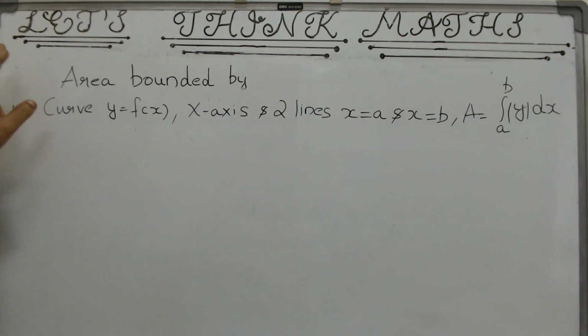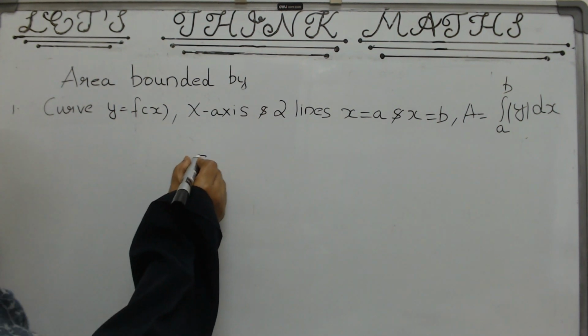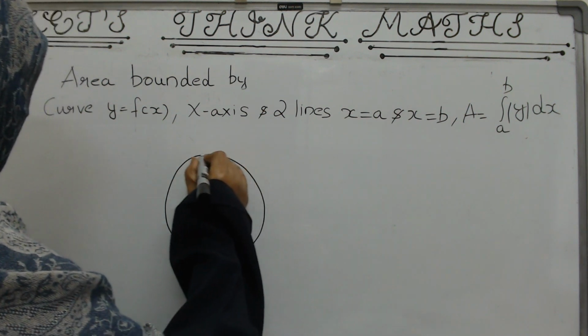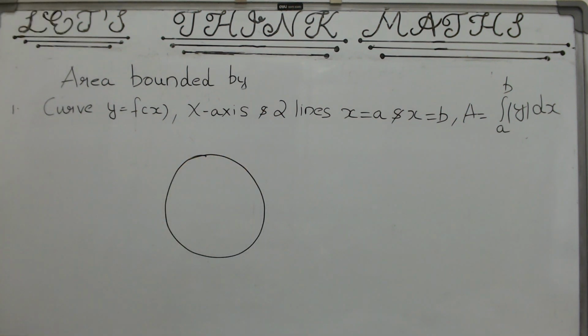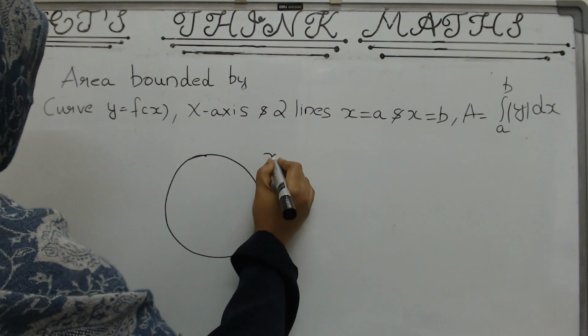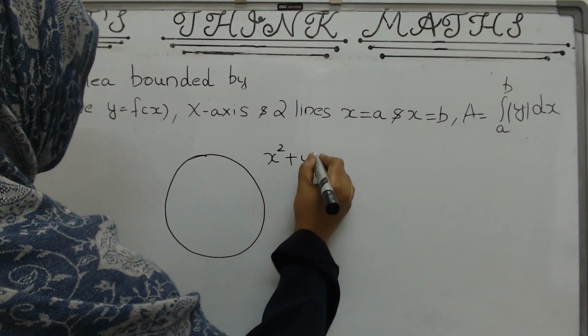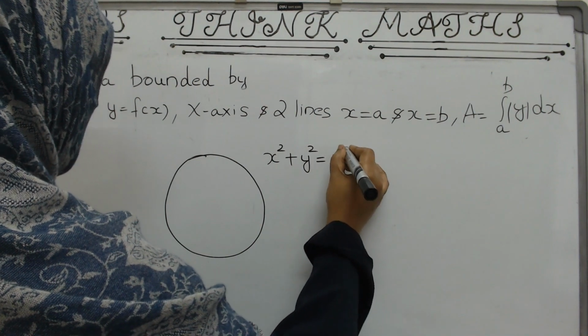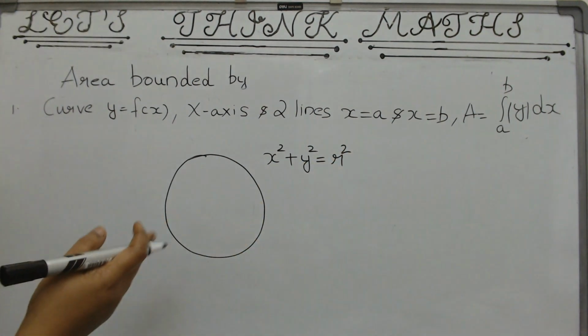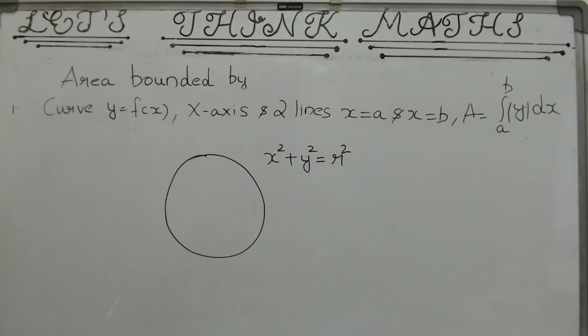Now this is going to be our first step. We are not going to start with two curves. We are just going to start with one curve. Now the curve I will take is a circle. You can take any curve you want, a parabola, an ellipse, or whatever you want. Here I am taking a circle. Let the equation be x square plus y square is equal to r square. That means it is a circle with its center at the origin and radius r.